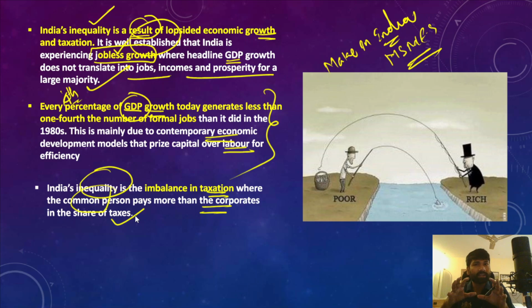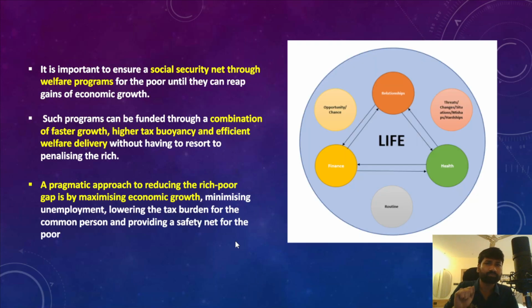Okay, so if you look at India's overall taxation basket, the common people, the poor people or the middle class, below middle class people pay higher taxes than all the rich people, even though the rich own more wealth, and that is where the inequality problems exist in India. So what must we do to reduce the existing inequalities and disparities?